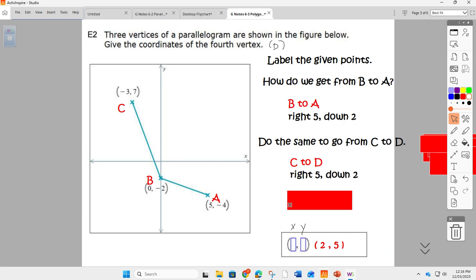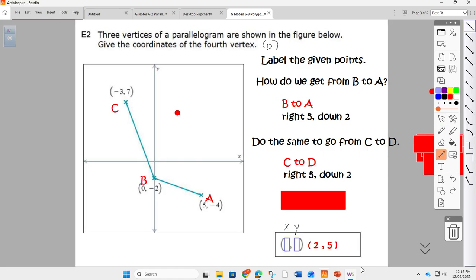So our ordered pair is over 2 and up 5. I'm just guesstimating here on the drawing, but we have the ordered pair. We have the exact answer.